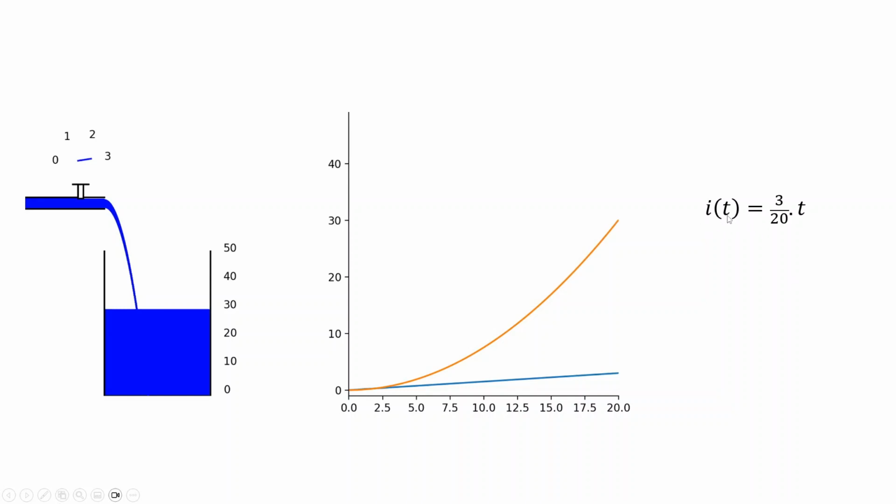So the input flow is 3 divided by 20 times the time. Let's see. That means that if t is 20, then we would have an input flow of around 3 liters per second. Well, it seems about right. And if we want to know what the water level height is, again we have our formula. Here we take the integral of a certain thing with t, etc. This we can actually calculate mathematically, and then you will get this kind of result.